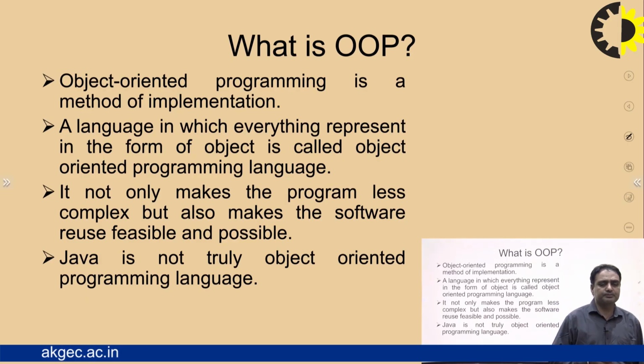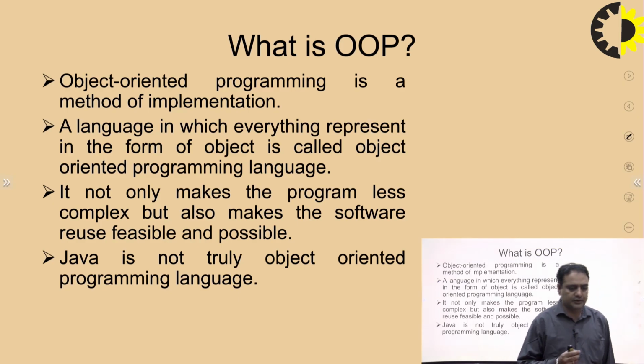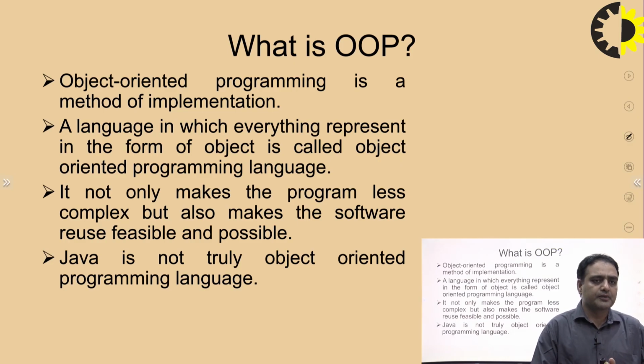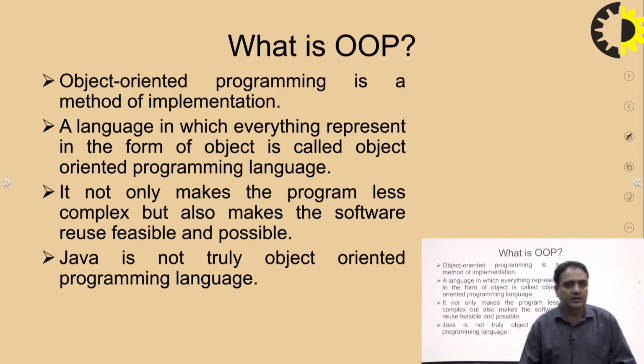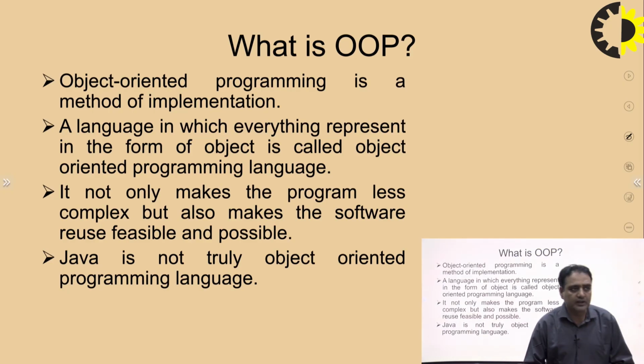In the real world, we identify each and every entity as an object. That is, when we are creating a program, we are implementing the concept of the object. So what is the object? An object is an instance of a class, in which we can define the data types, that is the data members, and methods. The language in which everything is represented in the form of objects is called an object oriented programming language.